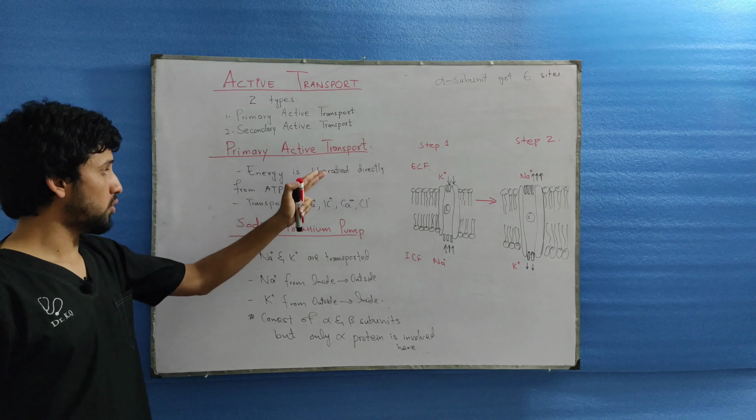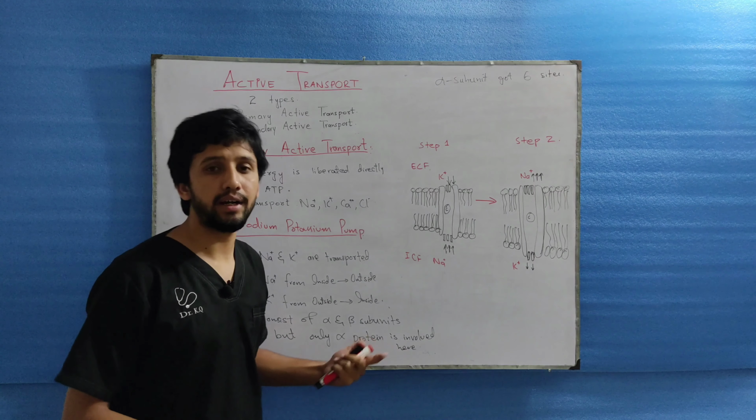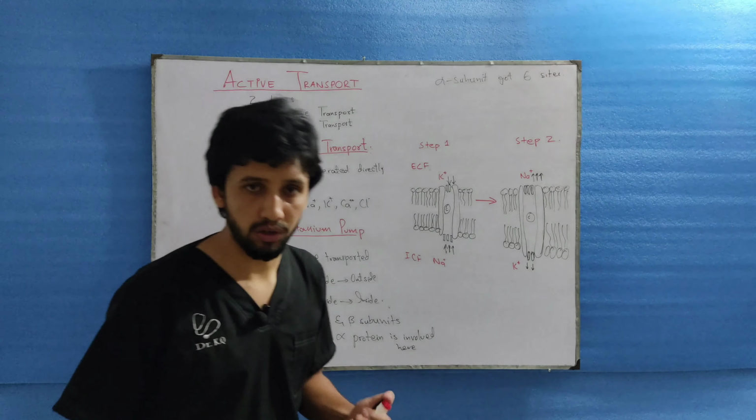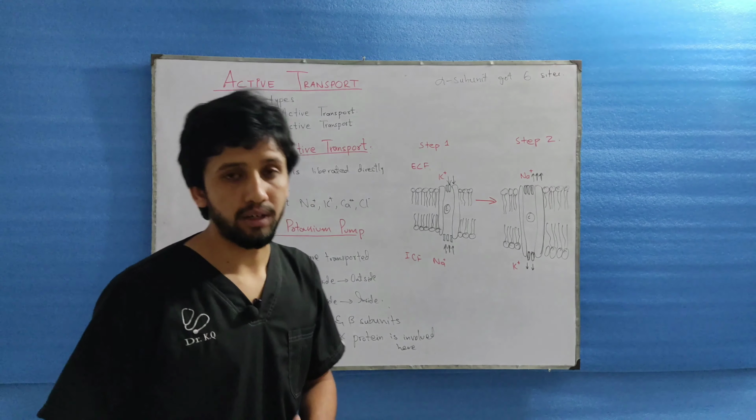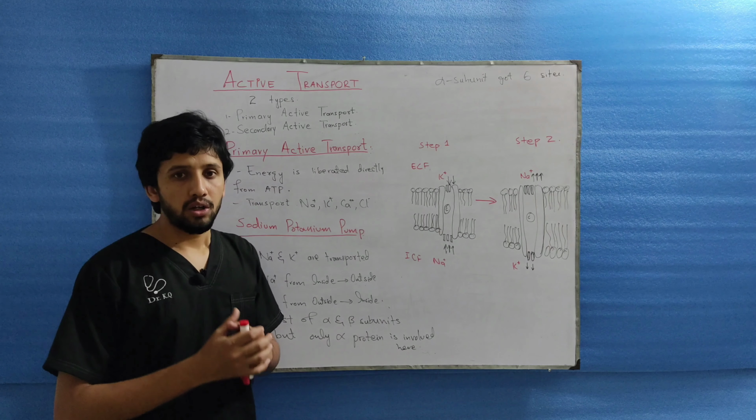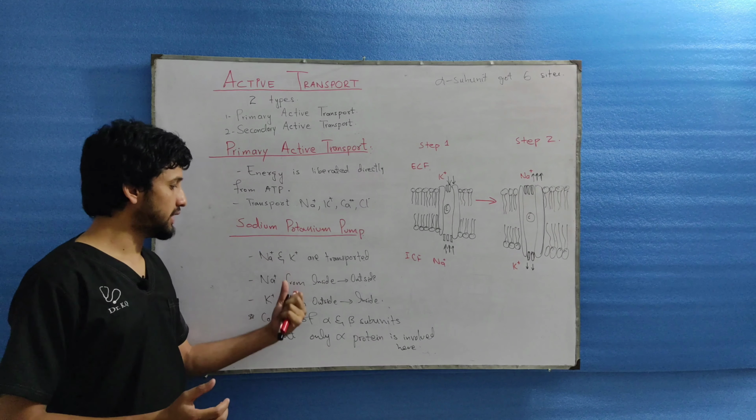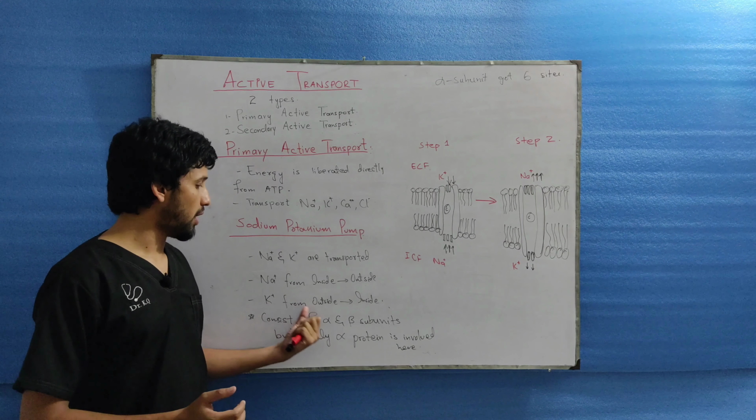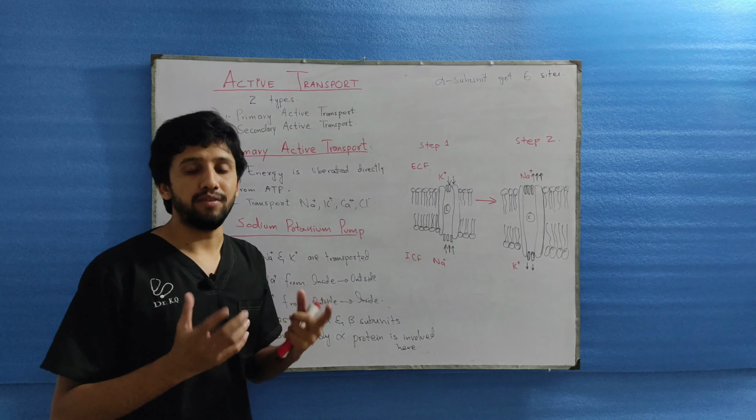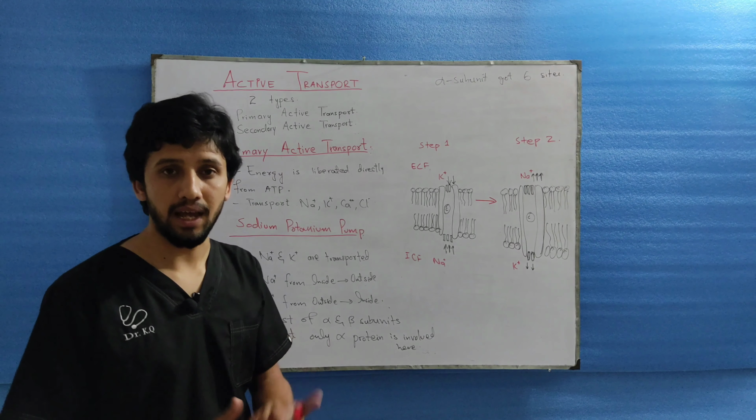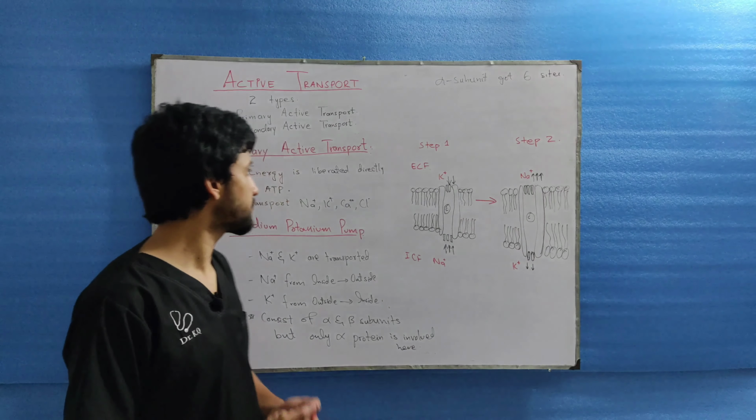This primary active transport is transporting ions like sodium, potassium, calcium, chloride, hydrogen. All these ions are transported across the membrane. So the best and most important example here is the sodium potassium pump. The sodium potassium pump is transporting the sodium ions from inside to the outside and potassium from outside to the inside of the cell. It is very important because it is developing the resting membrane potential in the cell, and this sodium potassium pump is present in every cell of the human body.